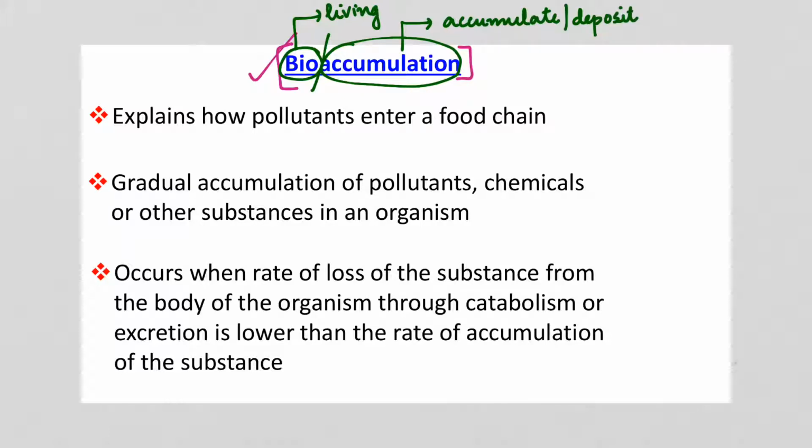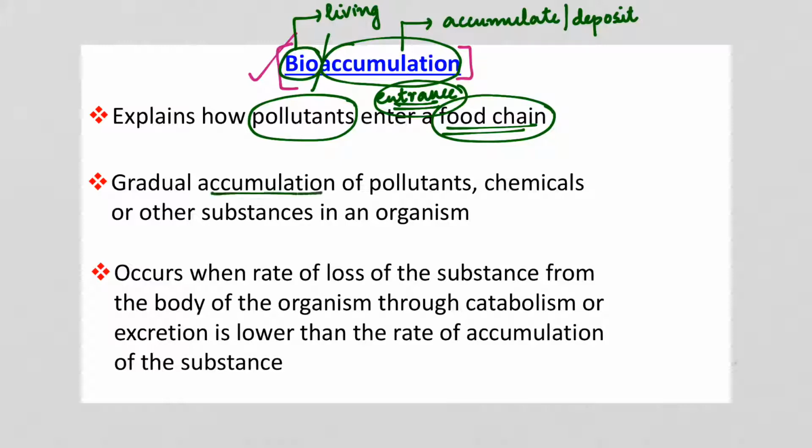Now, what is bioaccumulation? The concept of bioaccumulation explains how the pollutants enter into a food chain. The entrance of the pollutants into a food chain is explained by using the concept of bioaccumulation. A gradual accumulation of pollutants, chemicals or other substances in an organism can be represented through bioaccumulation. How gradually or slowly does a food chain accumulate various pollutants, chemicals and other substances into an organism involved in the food chain?